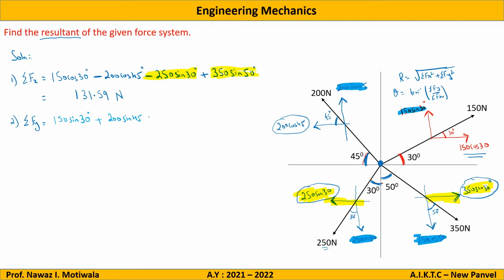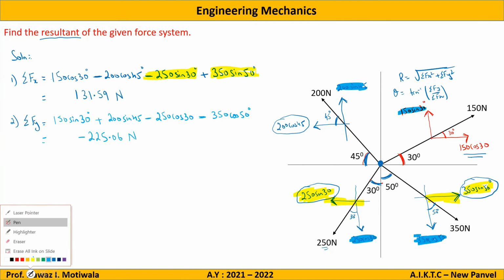Next force, minus 250 cos 30. Correct. Then last, minus 350 cos 50. Correct. Now after solving it, what answer are you getting? Minus 225.06 Newton. Okay, everything is done.